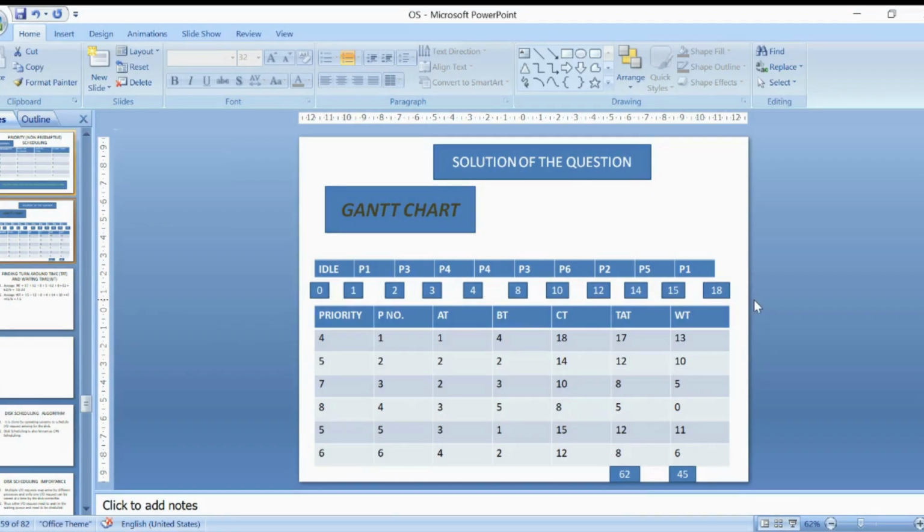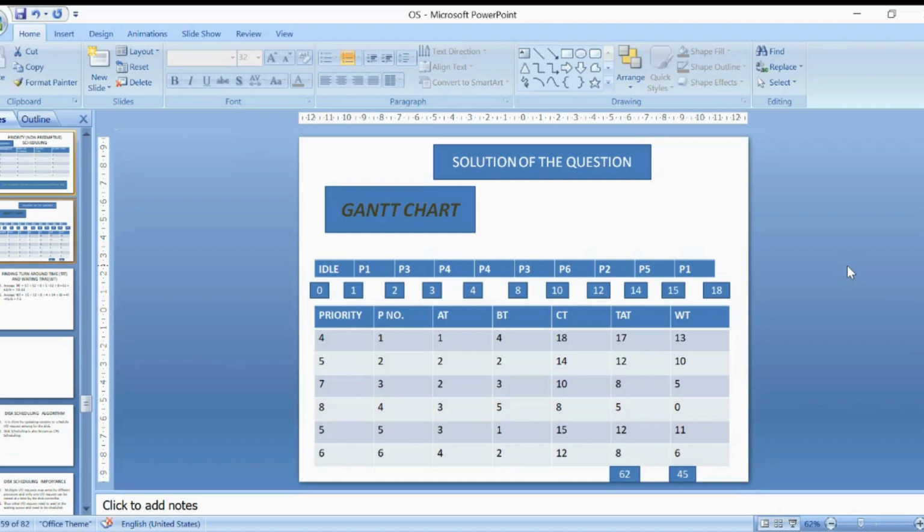Now going to find out the turnaround time. We know that turnaround time is completion time minus arrival time. For process P1, the turnaround time is 18 minus 1, that is 17. For P2, it is 14 minus 2, that is 12. For P3, it is 10 minus 2, that is 8. For P4, it is 8 minus 3, that is 5. For P5, it is 15 minus 3, that is 12. For P6, it is 12 minus 4, that is 8. So the total turnaround time is 62.